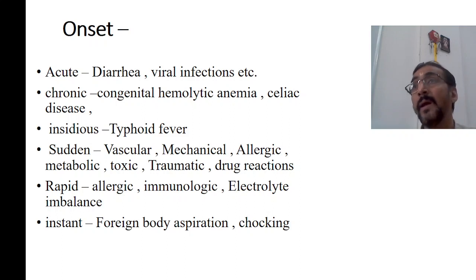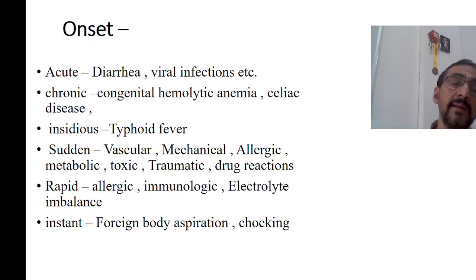Now onset may be sudden, onset may be very sudden or rapid. Sometimes we say rapid. Okay, onset may be rapid, onset may be acute, onset may be chronic, or onset may be insidious. Now for example, most of the viral fevers have acute onset, isn't it? Viral fevers have acute onset.